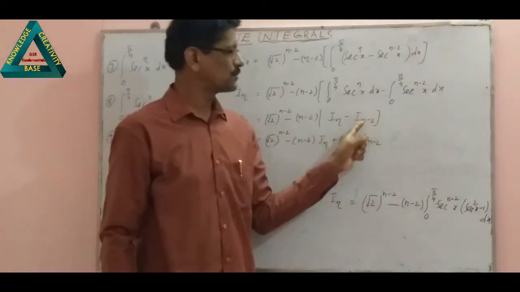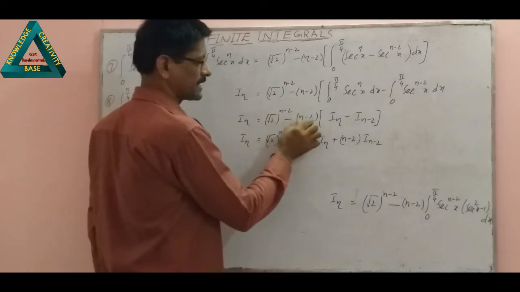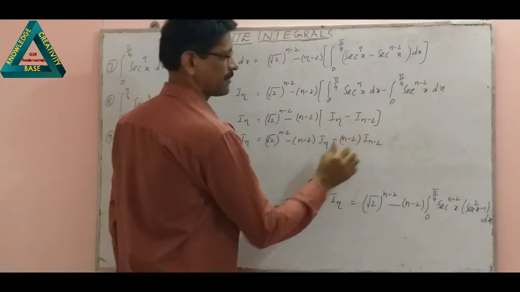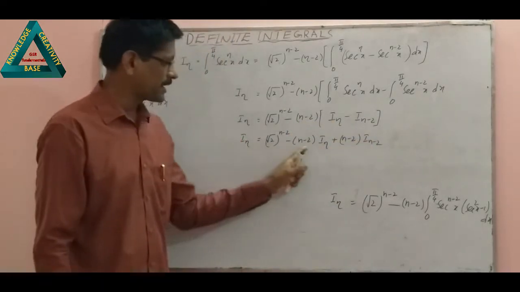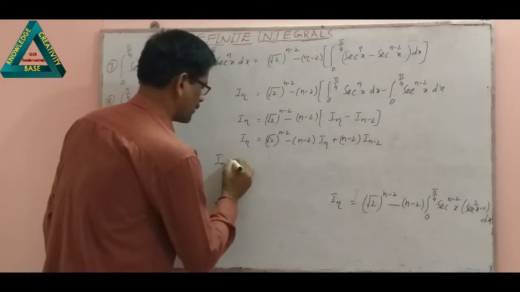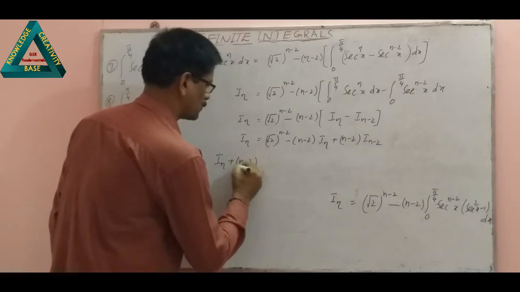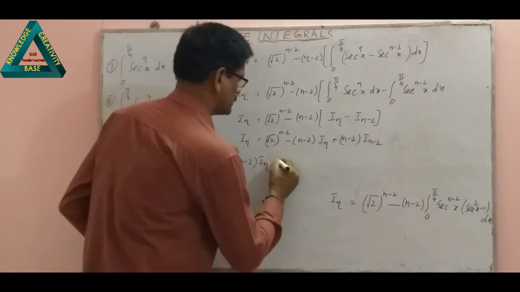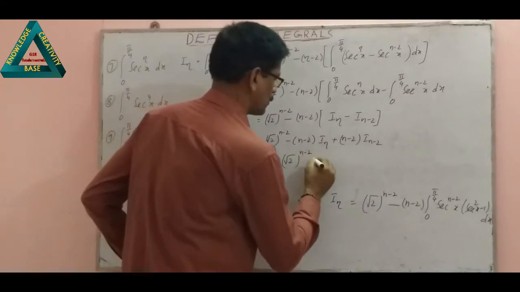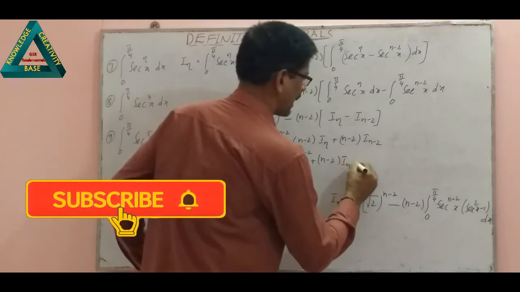So this value is equal to In minus 2. So multiplying with root 2 whole power n minus 2 into In, minus, plus n minus 2 into In minus 2. But these two are like terms. By simplifying, that equals In plus this is a minus quantity. This side, this was n minus 2, In is equal to root 2 whole power n minus 2 plus n minus 2 into In minus 2.